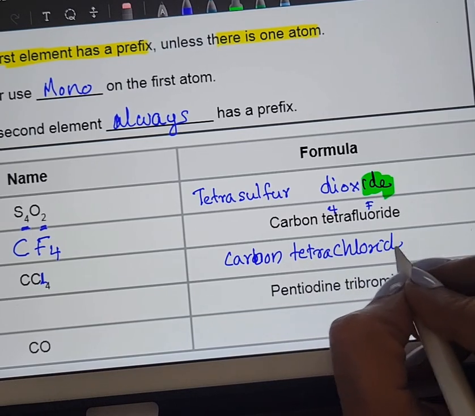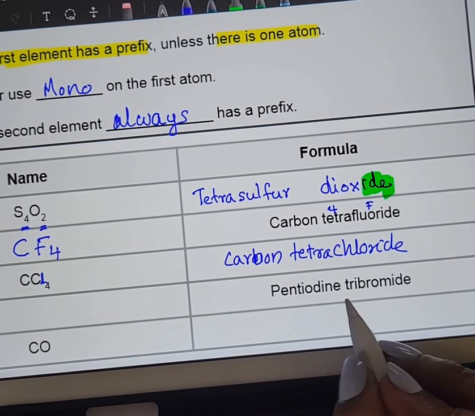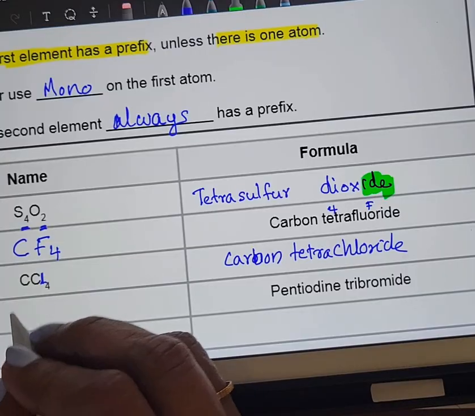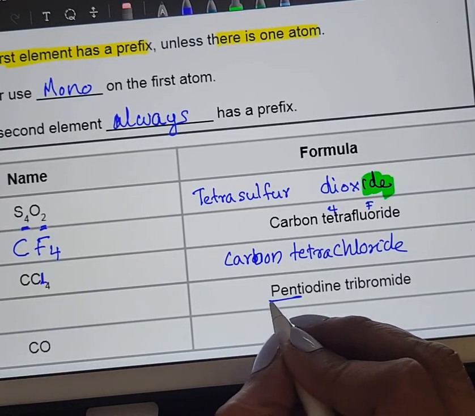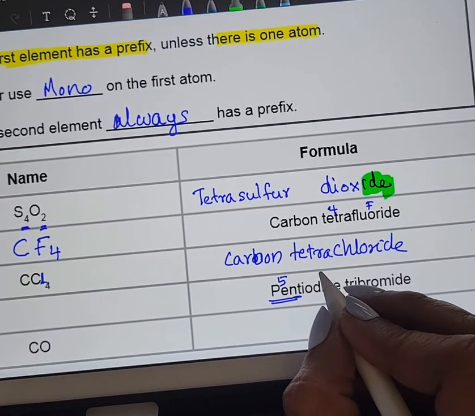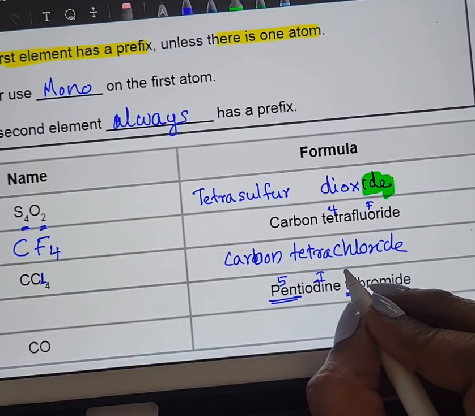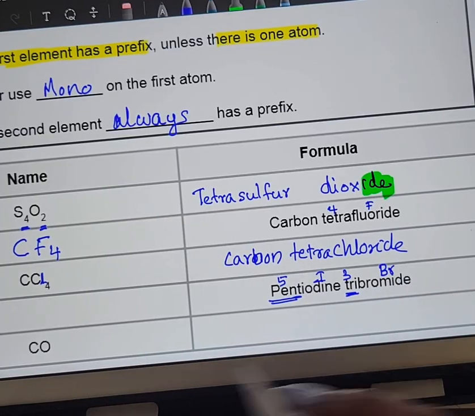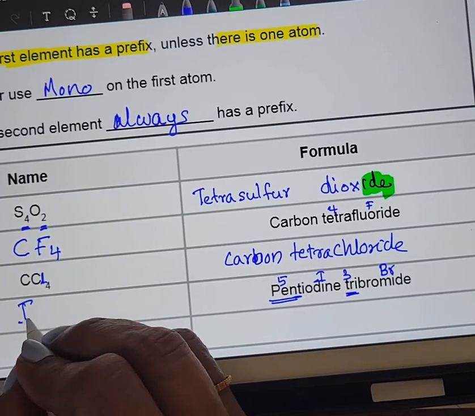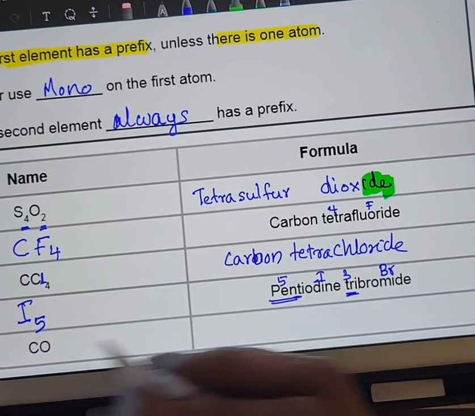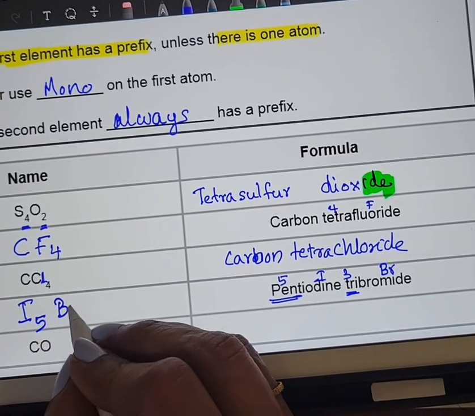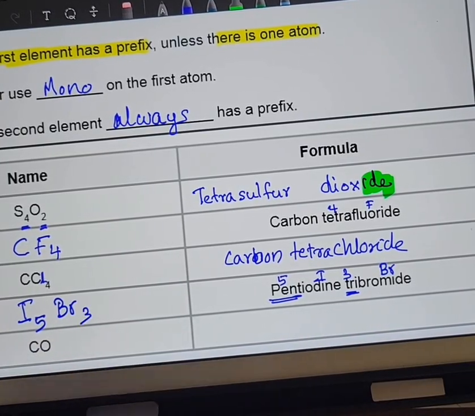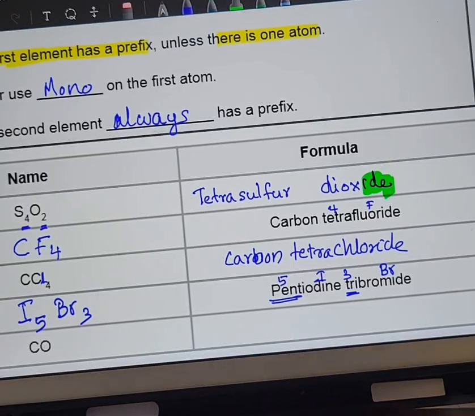tetrachloride. Okay, next one is penta-iodine tribromide. So penta means how many? 5, iodine is I, tri is 3 and bromine. So I'm going to write I and how many times? 5 times. Bromine, Br, how many? 3. So it is I5, Br3.